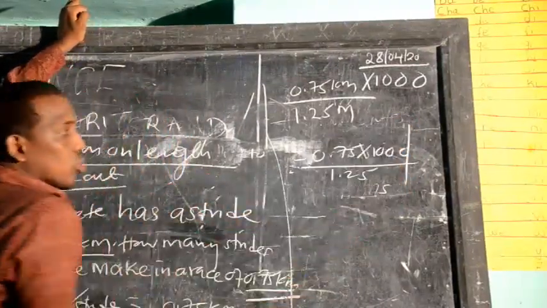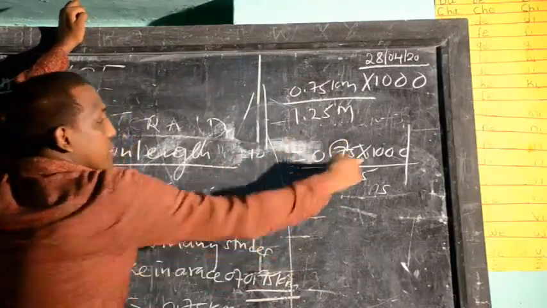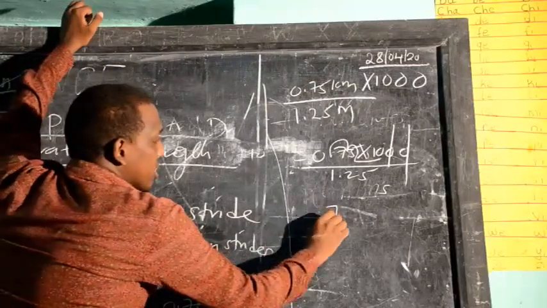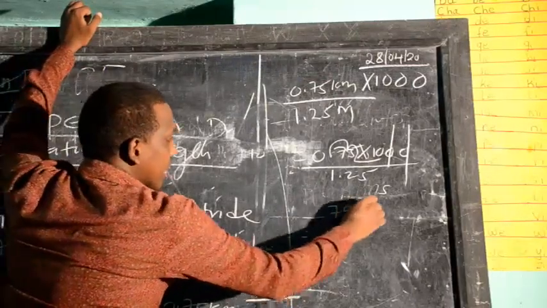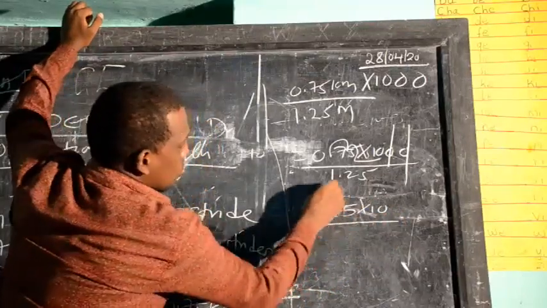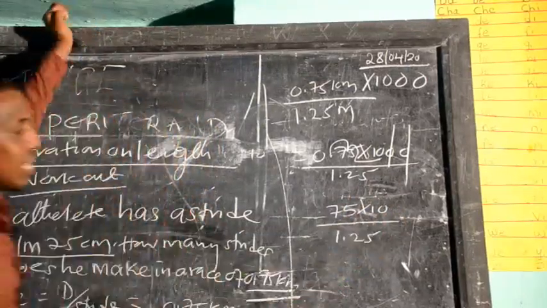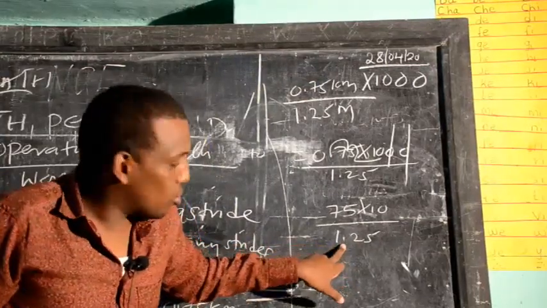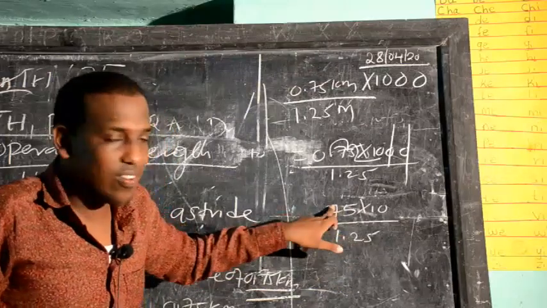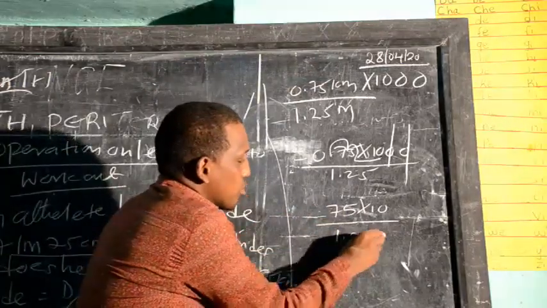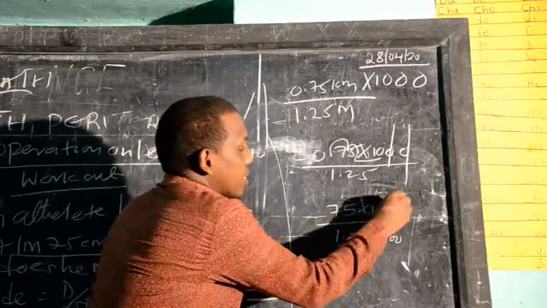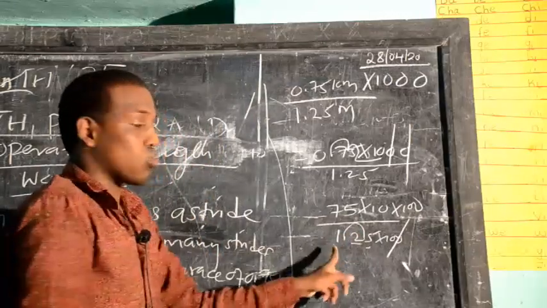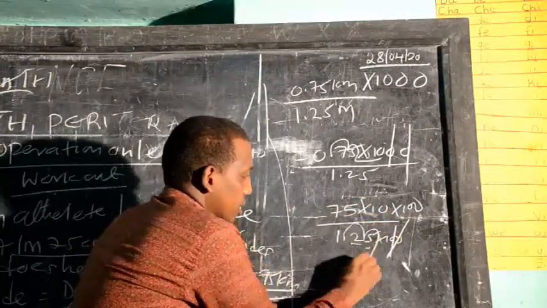So this one you cancel, the point will move. This one will cancel, the point will move and go outside. So here remains 75 times 10 over 1.25. Now they are in meters. What we do now, this one has a decimal. We want to remove this decimal. How many decimals are here? There are 2. If there are 2, you say times 100 both sides. Cancel, the point will migrate.